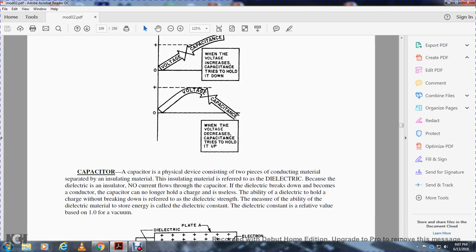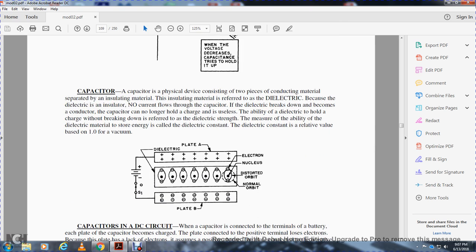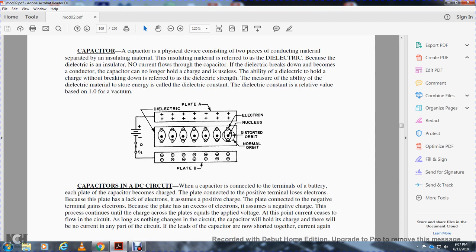The dielectric constant is a relative value based on 1.0 for a vacuum. Alright, capacitors in DC circuits.